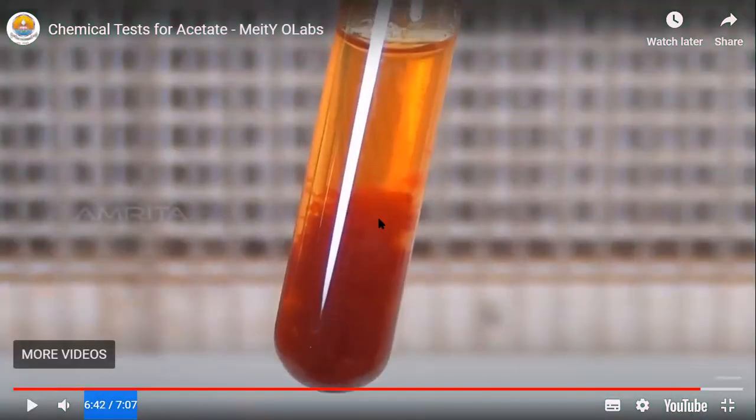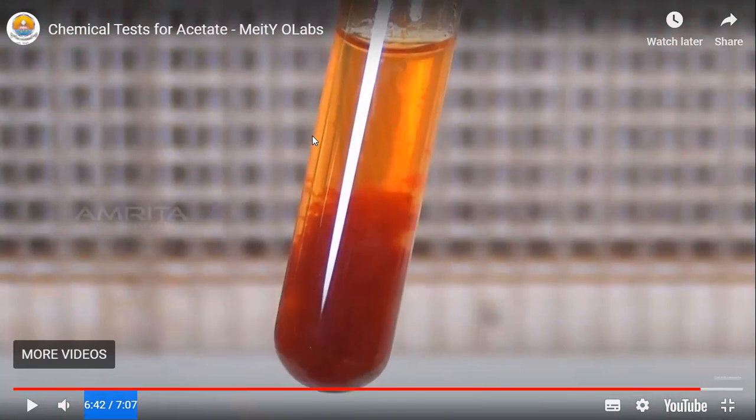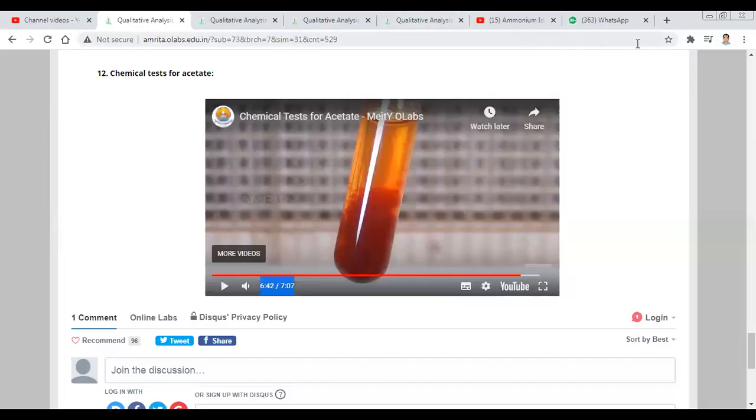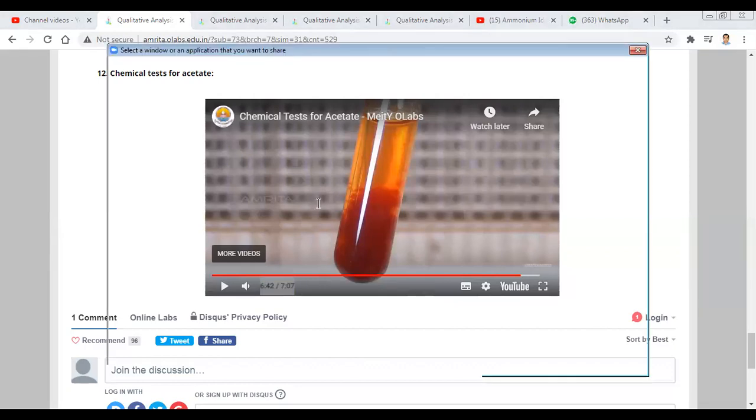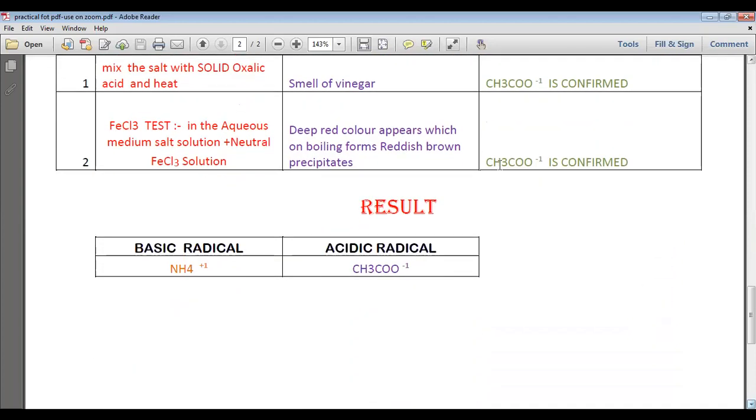You can see that by heating, the solution turns into reddish brown precipitates, and this confirms the presence of the CH3COO minus ion or acetate ion in the solution, as well as in the salt. So my dear students, by using this, we come to know that the CH3COO minus ion is again confirmed. Now we can write the result that in the given salt, which we have analyzed for the acidic radical and basic radical, the basic radical is NH4 plus ion, whereas the acidic radical is the CH3COO minus ion.